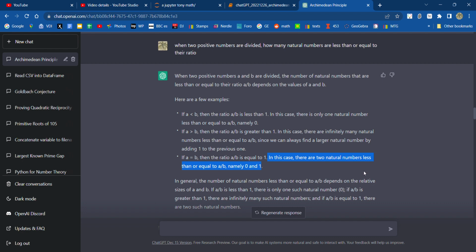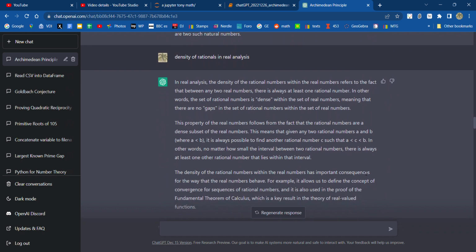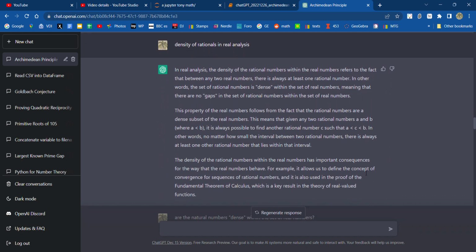But what you find in mathematics, at least in number theory, and now that I'm doing some real analysis, is the natural numbers do not include 0. And that's a very important distinction. So it looks like ChatGPT is using whole numbers and not natural numbers.